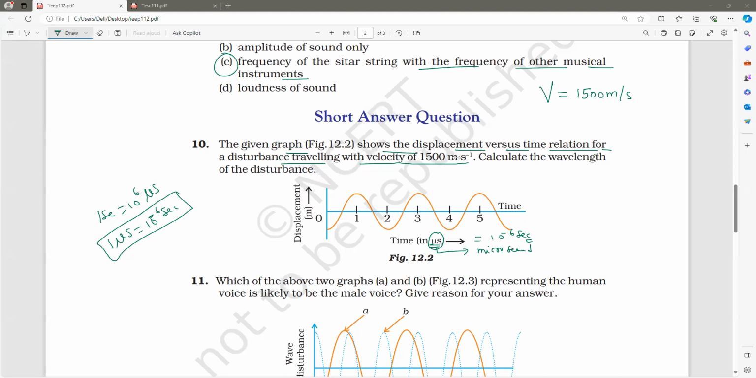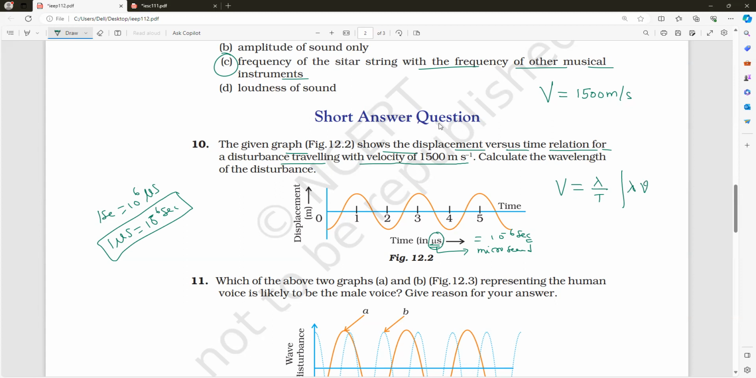Frequency. What is the formula? Velocity is equal to, we have studied. Velocity is equal to, what is the formula, guys? Two formulas we have. One is wavelength divided by time period. Second one is what? Lambda into frequency, wavelength into frequency.